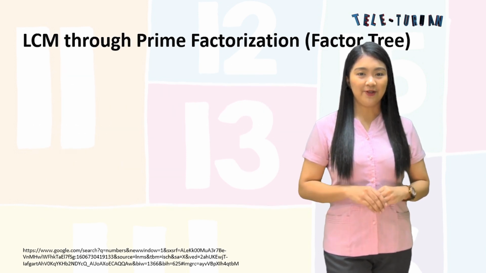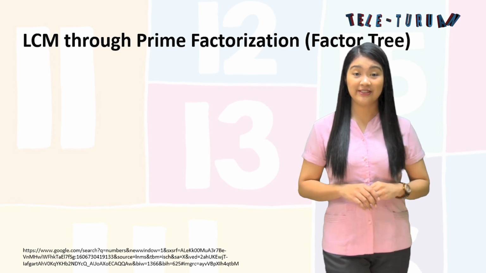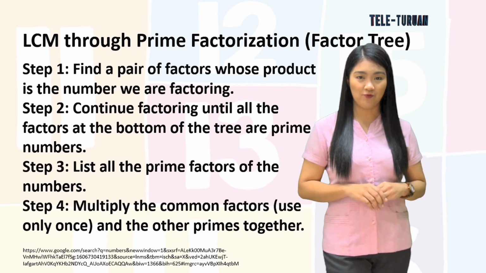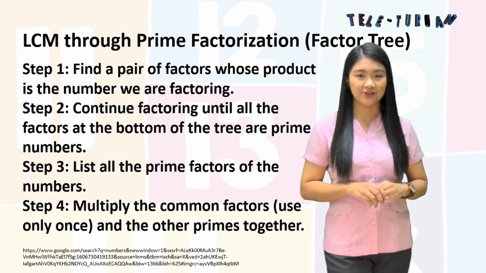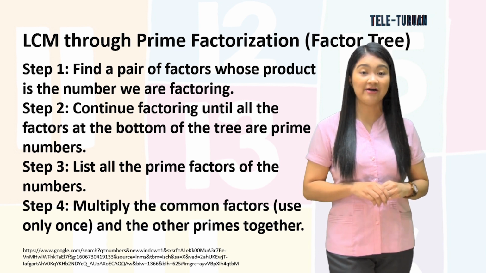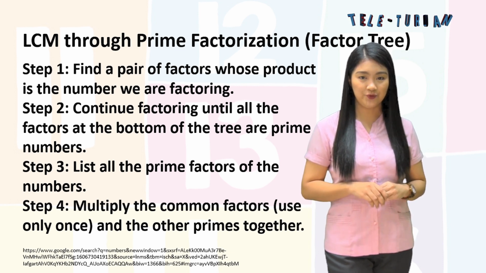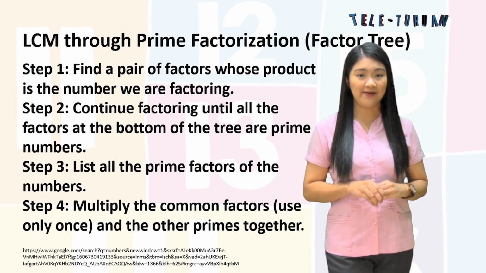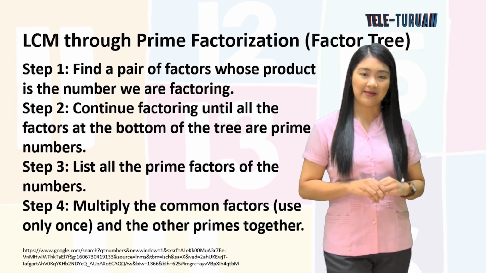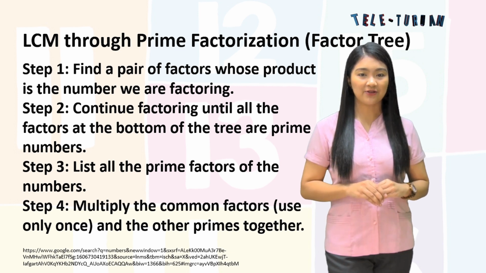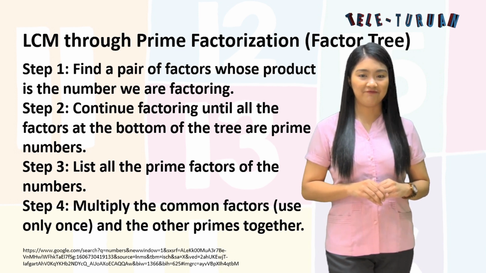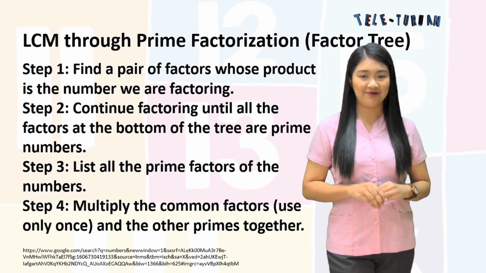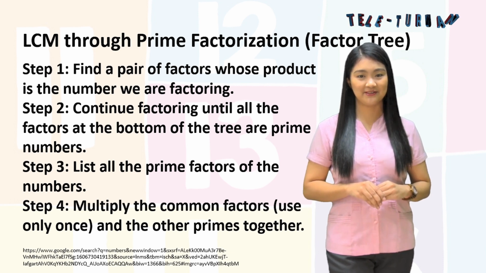LCM through prime factorization using factor tree. Step 1, find a pair of factors whose product is the number we are factoring. Step 2, continue factoring until all the factors at the bottom of the tree are prime numbers. Step 3, list all the prime factors of the numbers. Step 4, multiply the common factors and the other prime numbers.